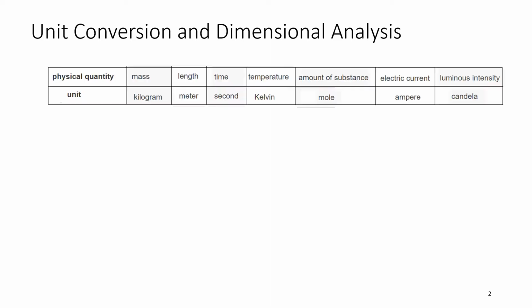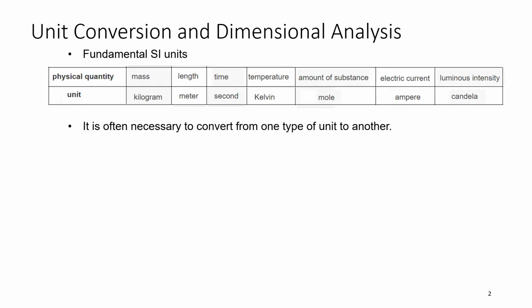Since there are 7 fundamental physical quantities, the units in which they are measured are called fundamental units. All other physical quantities can be expressed as a combination of these units.